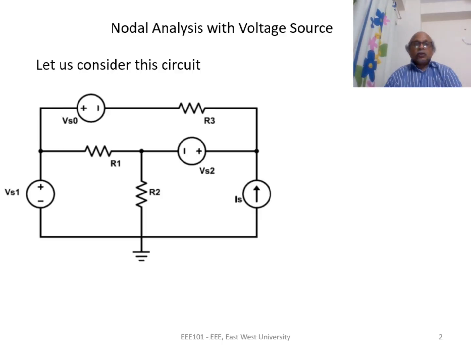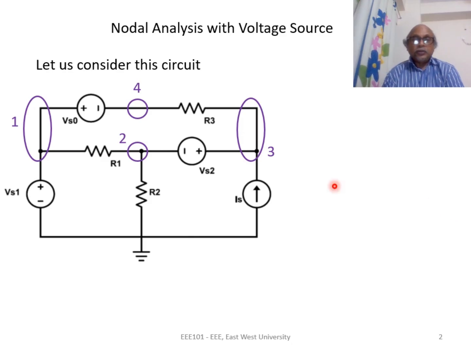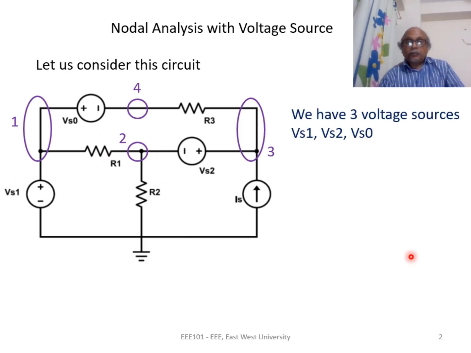Let's see how. We considered this circuit. We have three voltage sources in this circuit. There are four non-reference nodes. If we look at node 1, there are two voltage sources connected. If we look at node 2, there is one voltage source connected. If we look at node 3, there is again one voltage source connected.